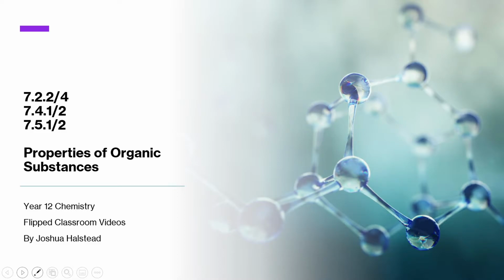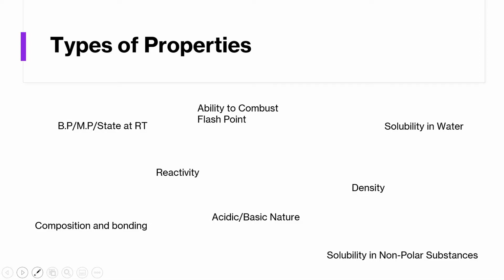Let's get into it. What I just want to have a quick discussion about is the different ways in which we can measure and classify different types of chemicals. One way in which we can compare organic chemicals is by their boiling point, melting point, and or their state at room temperature. Effectively, these are sort of all grouped as the same thing, but can be slightly different measurements.